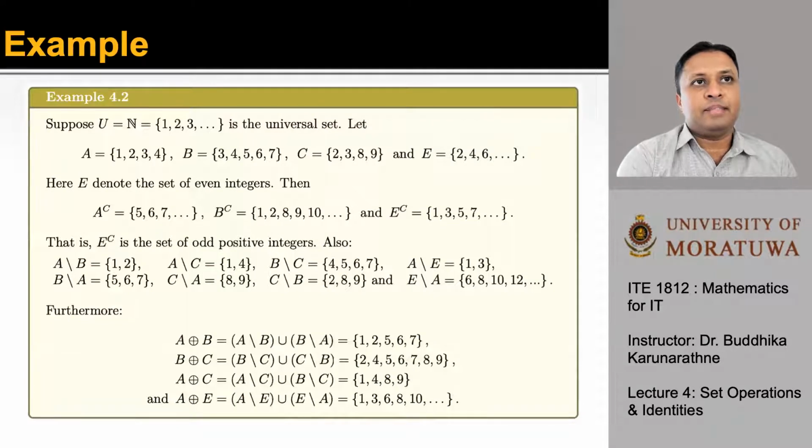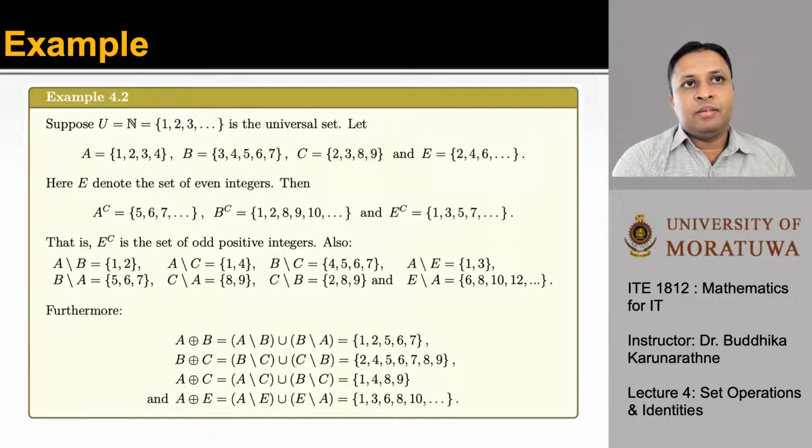Okay, now let's go for an example. Suppose the universal set is the natural numbers. We take four sets. A is 1, 2, 3, 4. B is 3, 4, 5, 6, 7. C is 2, 3, 8, 9. And E is 2, 4, 6, and so on, which are the even numbers. You can see that E is an infinite set. All the others, A, B, and C, are finite sets. Here E denotes the set of even integers.